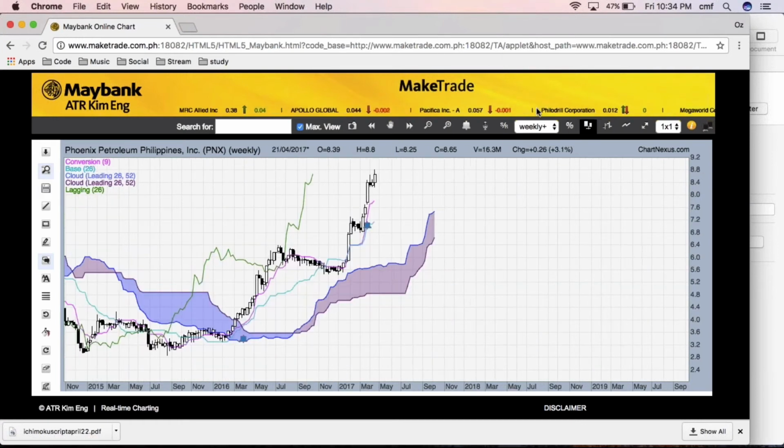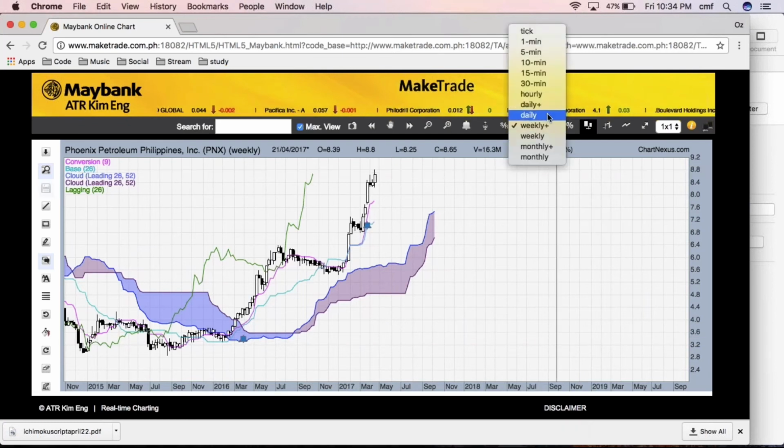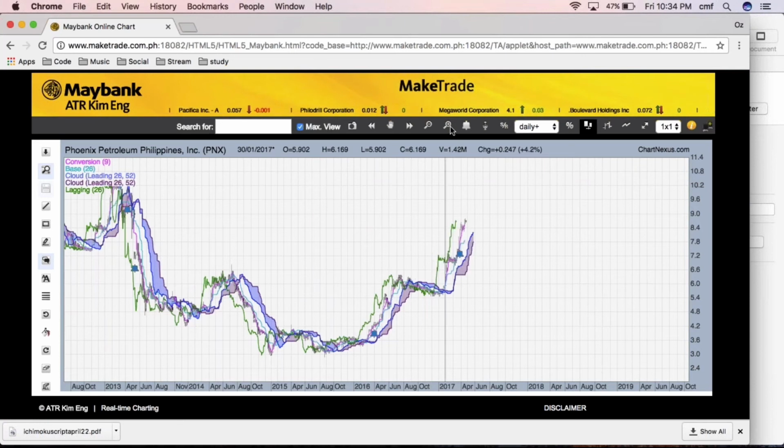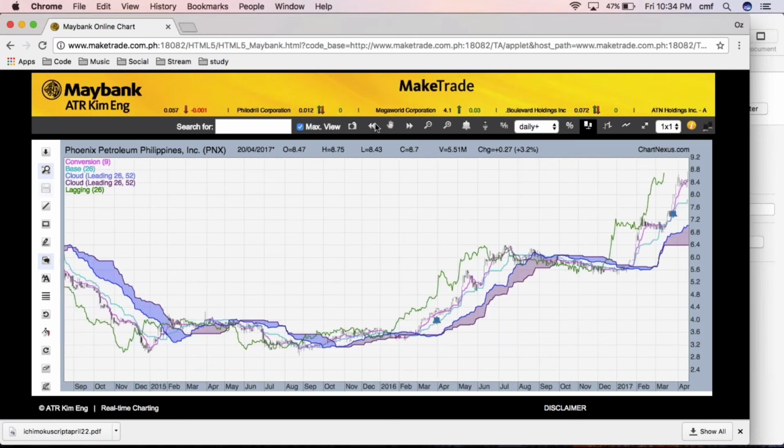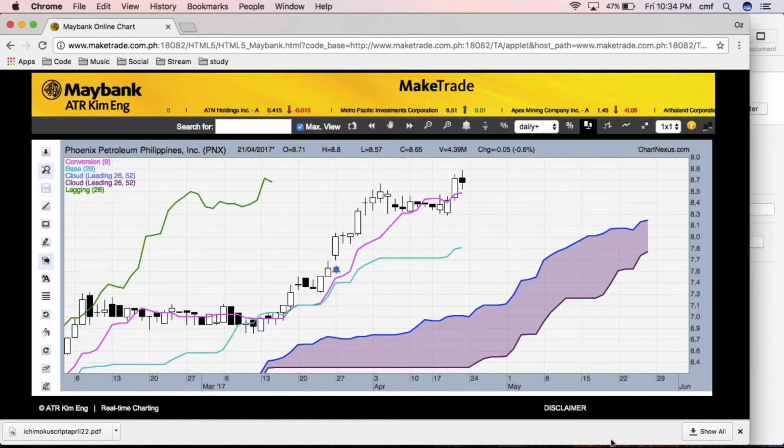Now we look at the weekly chart. It is also bullish on the weekly chart. Now we look at the daily chart. All Ichimoku elements are also above the Kumo in the daily chart. Therefore, what we have here for PNX is a multiple time frame confluence. So a confluence of time frames is the ideal situation. Now let's look at another chart.